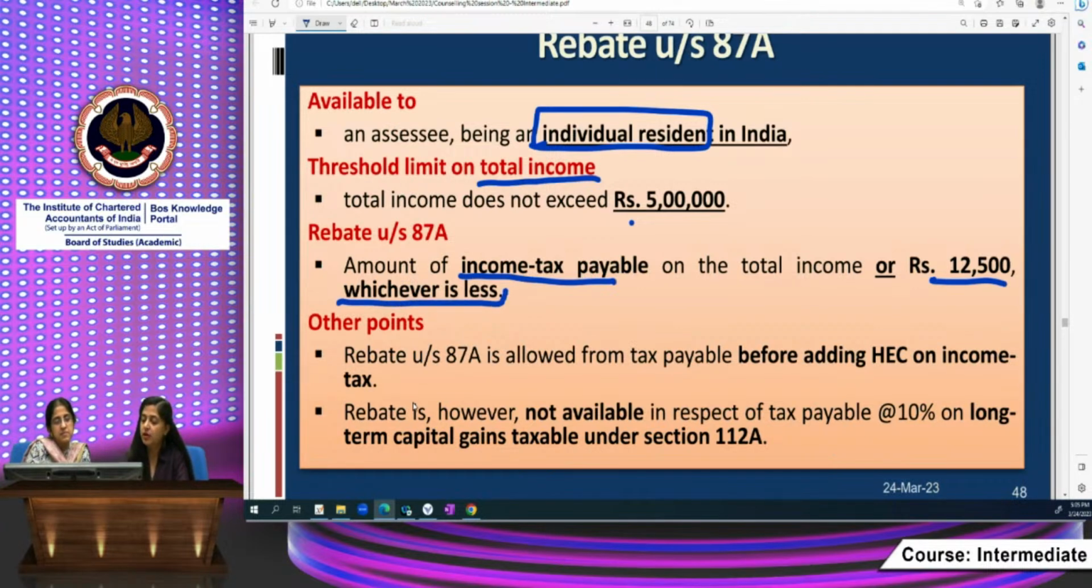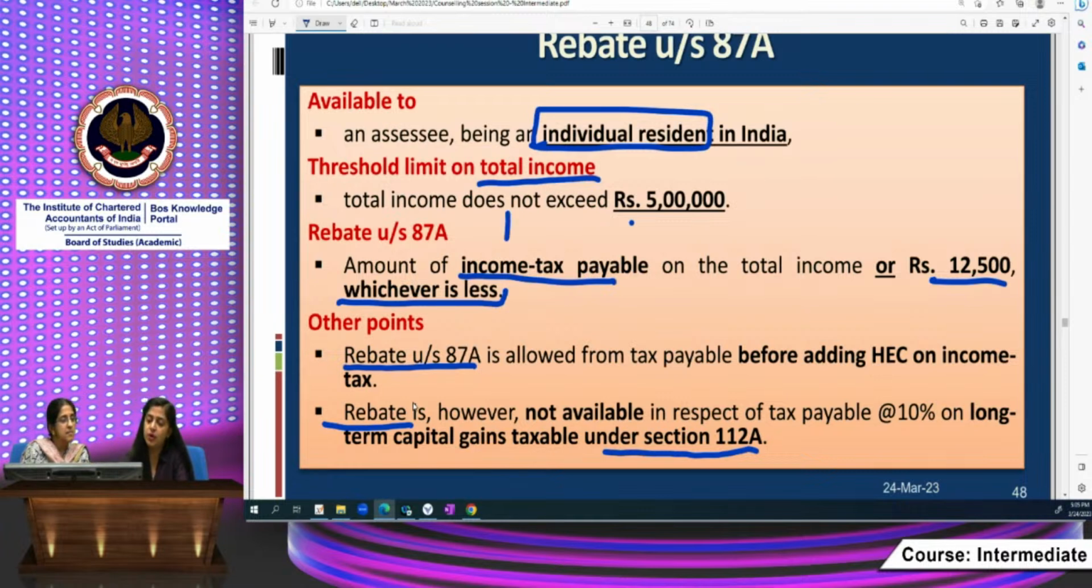So the rebate under section 87A is to be allowed before you add HEC, health and education cess. After that, if any income tax is payable, then you have to add HEC. I have already told you that in respect of 112A, you will not get rebate under section 87A. Regarding the rebate, please be very careful.